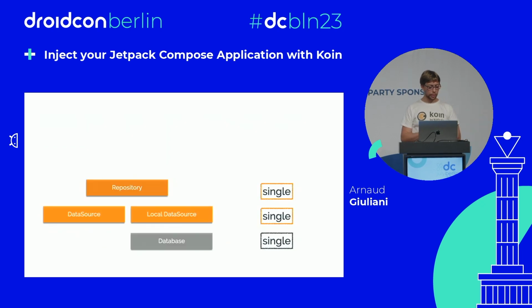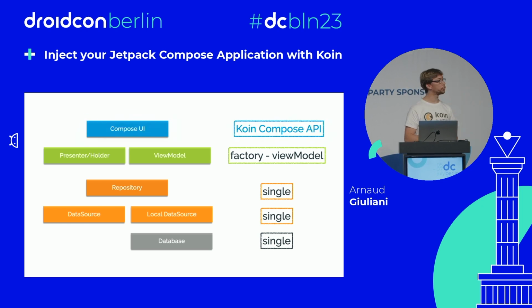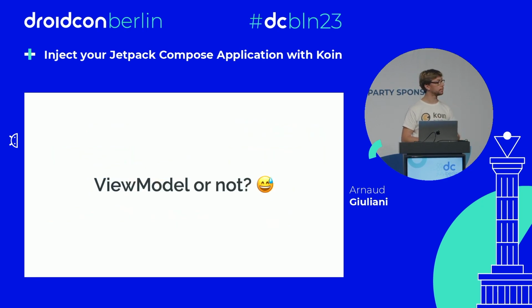And then we have our elements, the basic layers, our factory, our view model, then we inject inside the instance, and then we have the Koin Compose API. Then you have the big picture on how you can design your Compose application with Koin. And this is the question: view model or not?